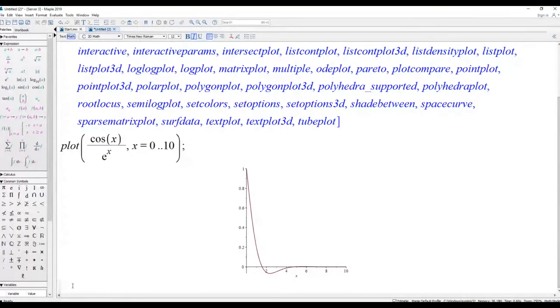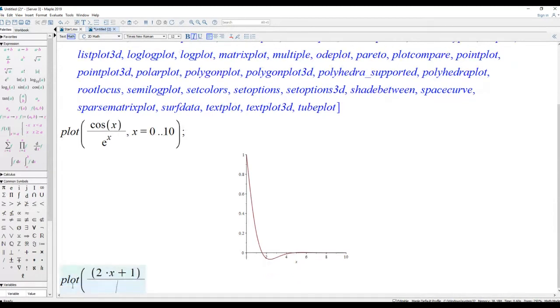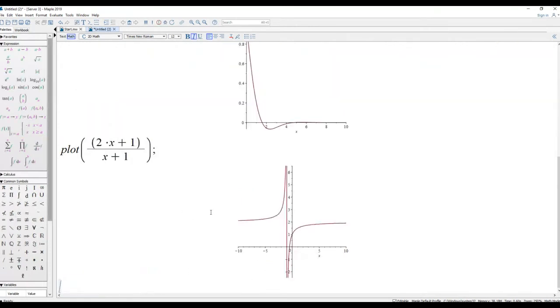And let's say we were doing the previous question. What was it? It was plotting 2 times x plus 1 all over x plus 1. Let's see what Maple does with that. Okay. Oh, how nice. It's even put in the vertical asymptote for us. Isn't that nice? It hasn't done the horizontal one though. Okay. So the plot command is great.